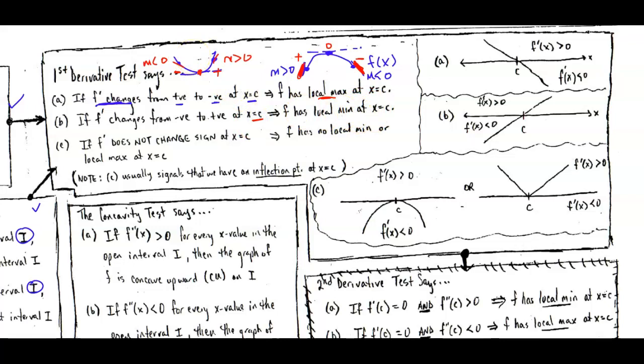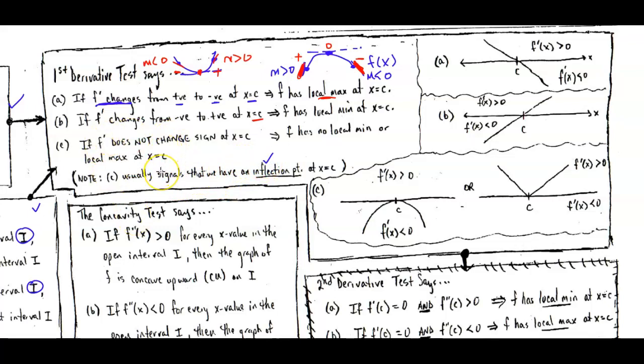Okay. Now we also see that in the case where our graph doesn't change from decreasing to increasing, or increasing to decreasing, we say that the first derivative test is inconclusive. Basically that means we don't have a local max or local min there. And normally, not all the time, what we end up having there is what's called an inflection point, and we're going to define what that is.